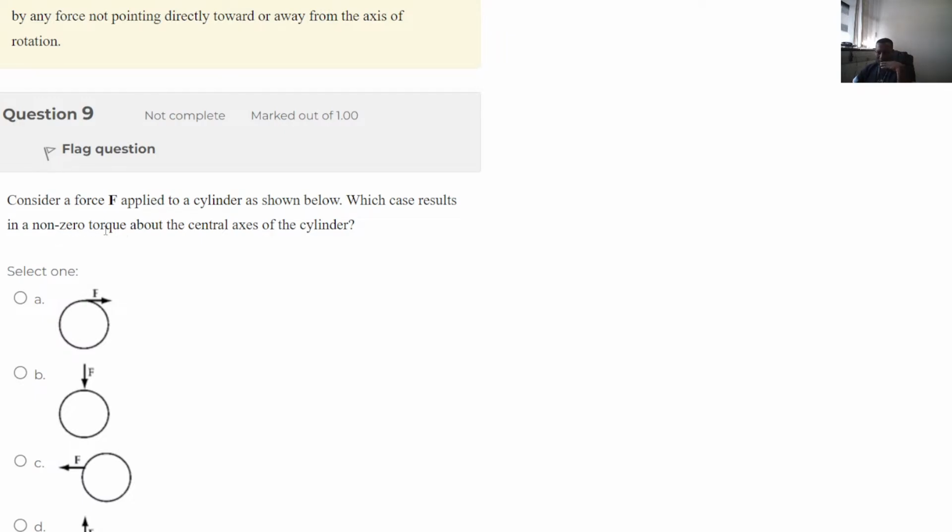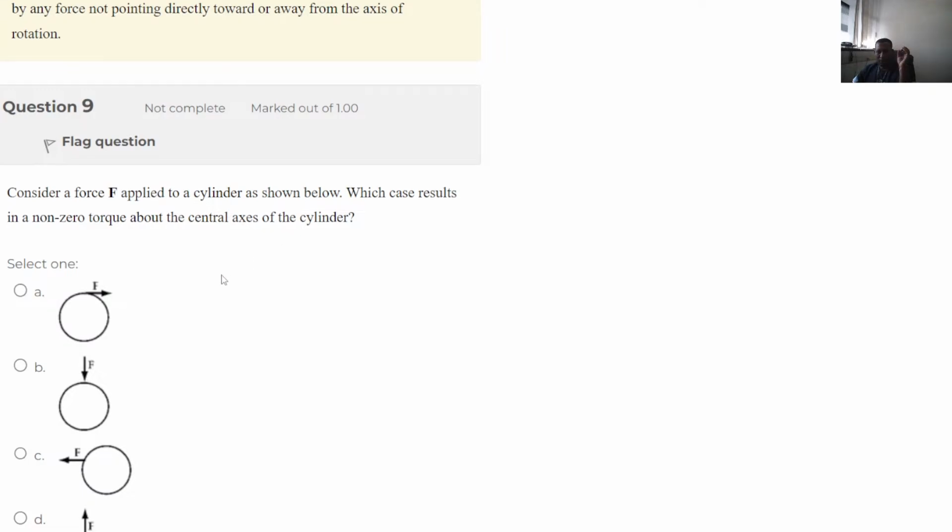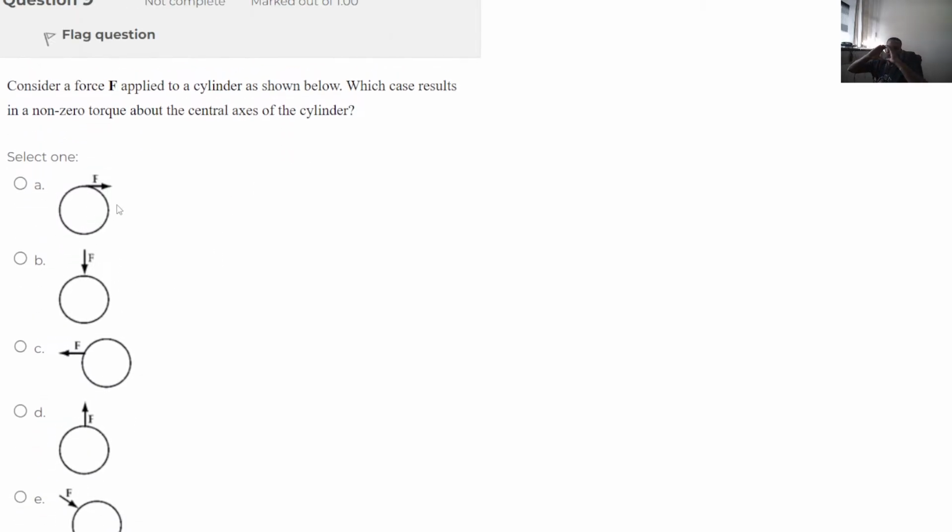Guys, let me give you a chance. About the central axis of the cylinder. Think of this as a cylinder going away from me, and then the radius is down there. If you see my cursor on the screen, this is the radial distance, and this is the force. Which one, or you could have multiple choice, is true? Which can result in non-zero torque? A, B, C, D, or E? Give me just a comment. Which one produces a torque?